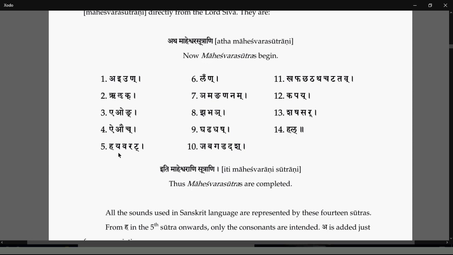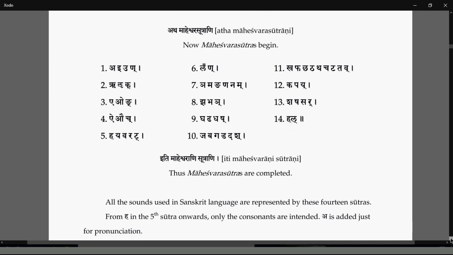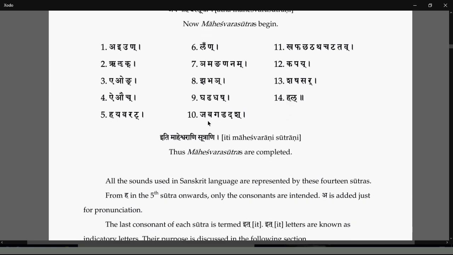Akara within that hakara is only for pronunciation, to help aid pronunciation. This is what we have now. Similarly, now there can be various short forms.